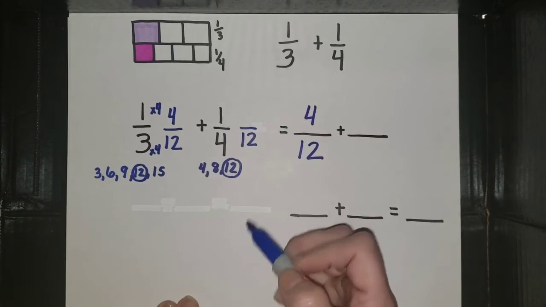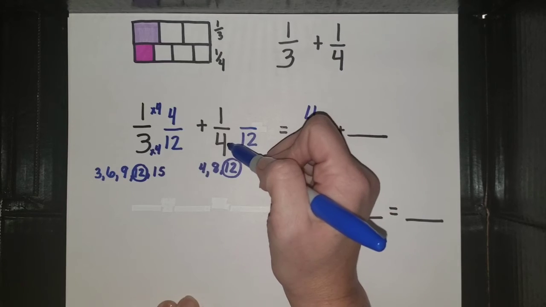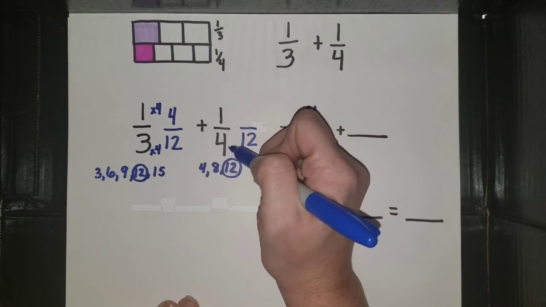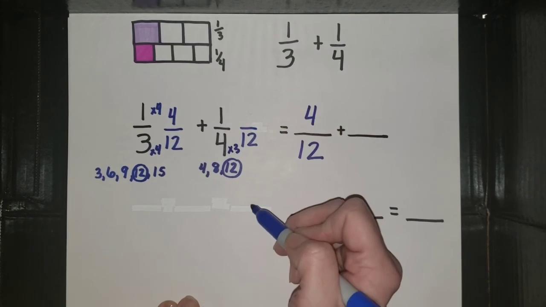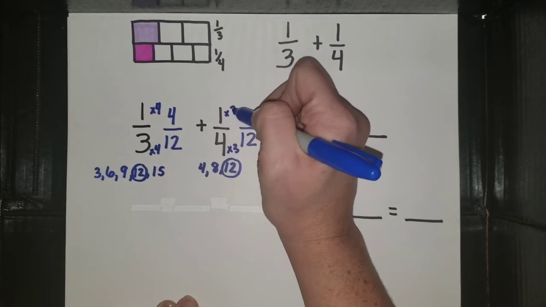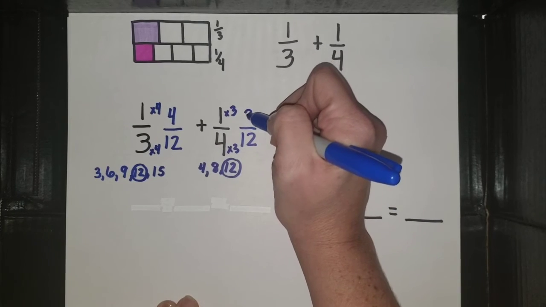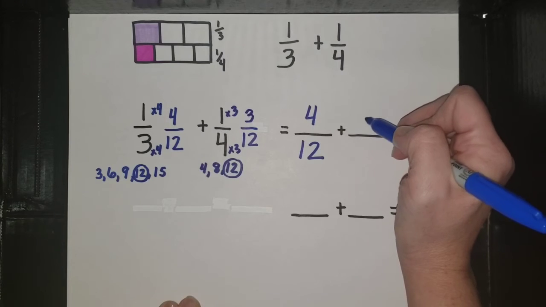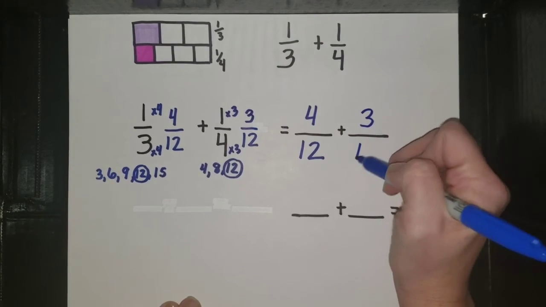Now, 1/4. 4 times 3 gives us a product of 12. So then 1 times 3 is a product of 3. 4/12 plus 3/12.